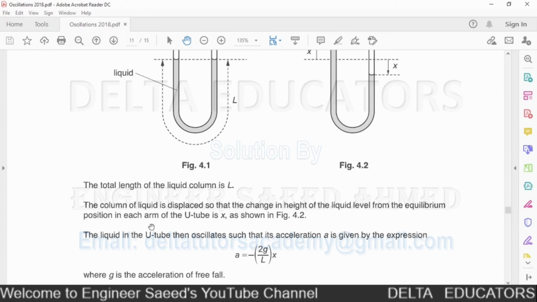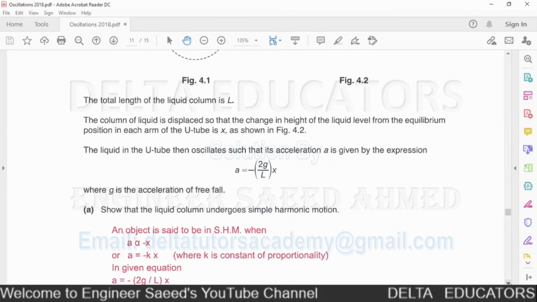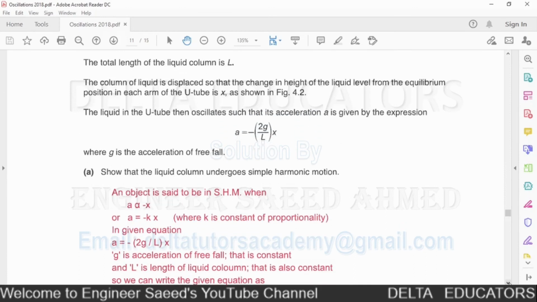The liquid in the U-tube then oscillates such that its acceleration a is given by the expression a is equal to minus 2g over L into x, where g is the acceleration of free fall. Show that the liquid column undergoes simple harmonic motion. What is the condition of simple harmonic motion? Acceleration and displacement are directly proportional to each other and are in opposite directions. Mathematically, a is proportional to minus x, or a is equal to minus kx, where k is the constant of proportionality.